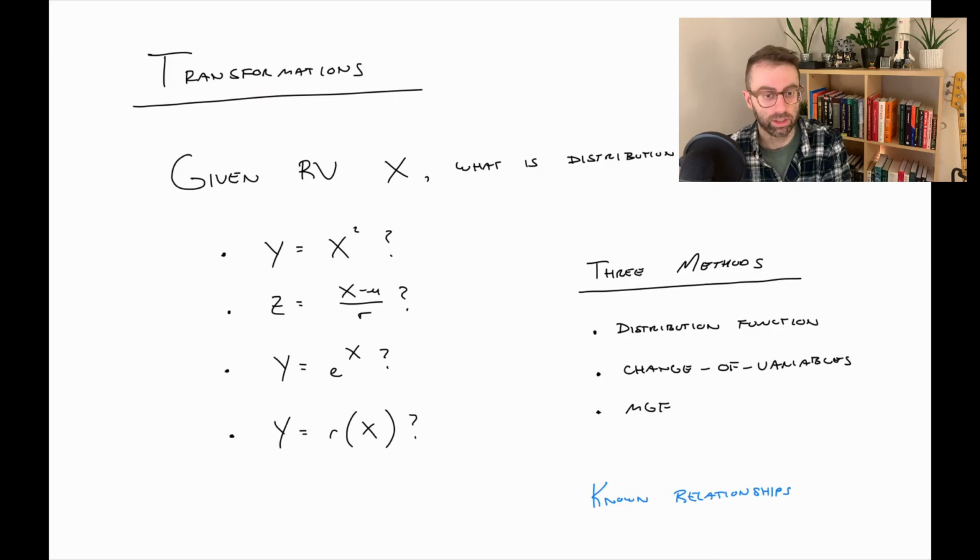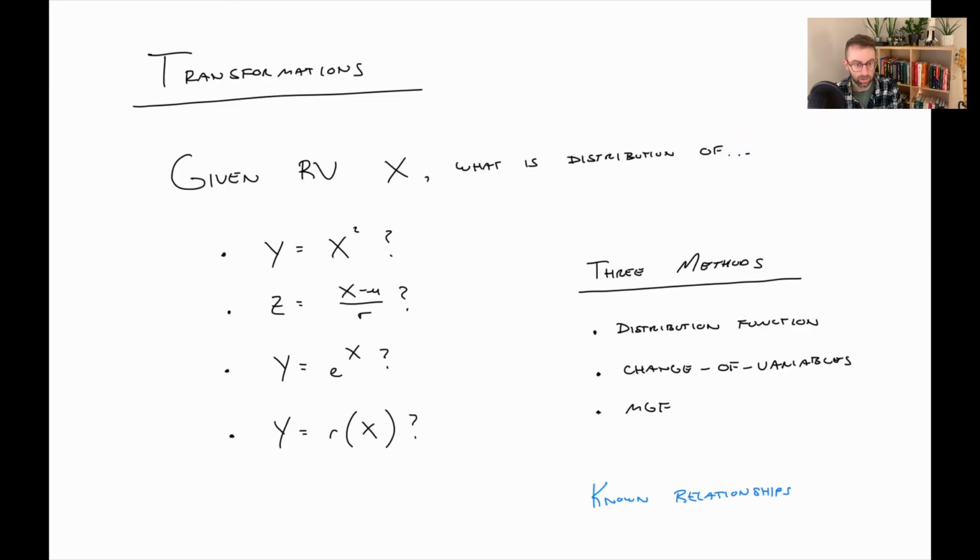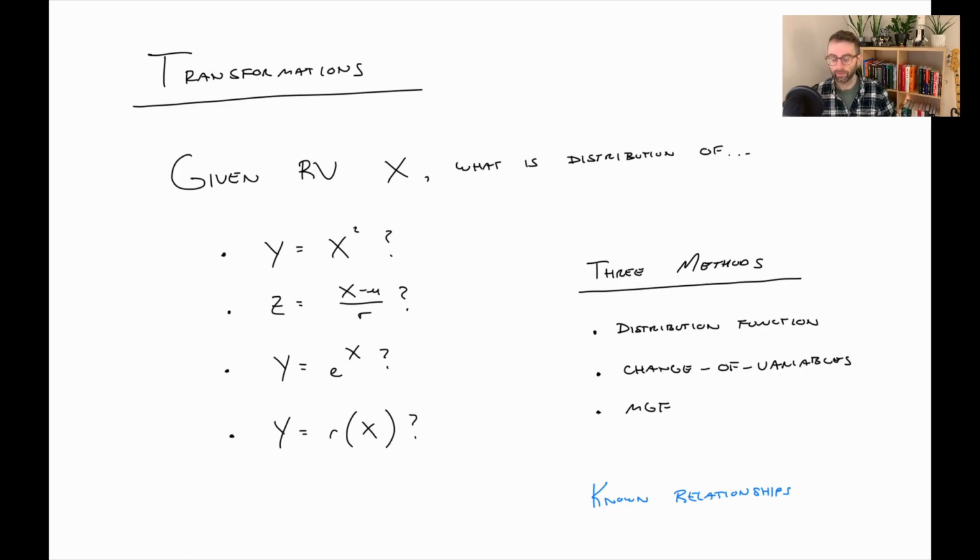Okay. Lastly, just a quick note about transformations of random variables. Okay, so something that will often happen is we'll have some random variable x, and then we define a new random variable that is some function of x. So we could say y is a new random variable that is x squared, or z is a new random variable that's x minus mu over sigma, or y is a new random variable that's e to the x, or generically, y is some function of x. And we say, well, what's the distribution of these new random variables?